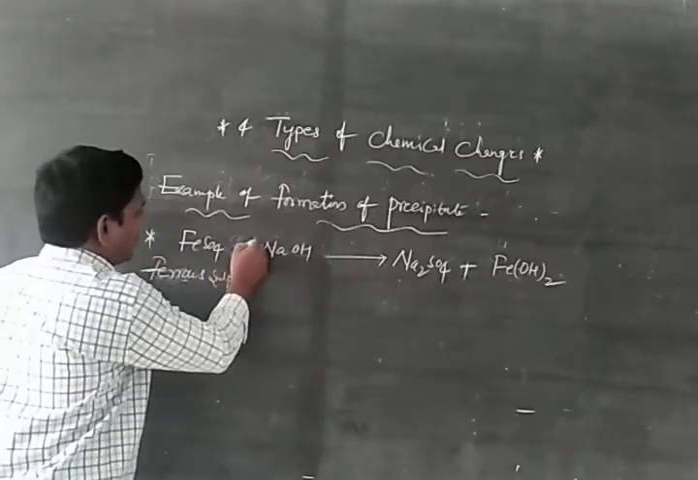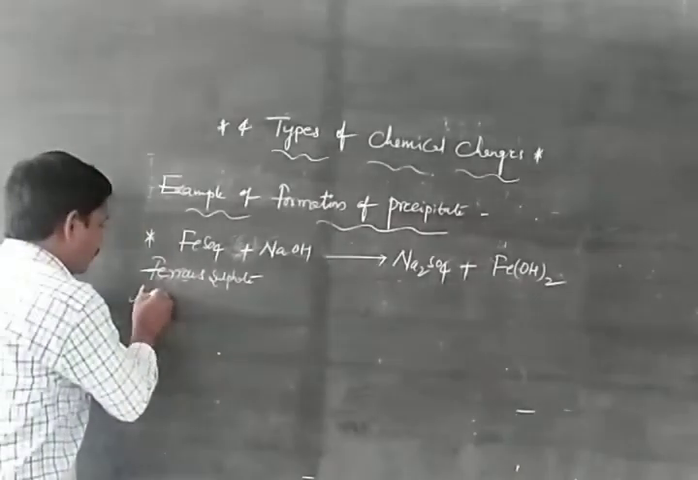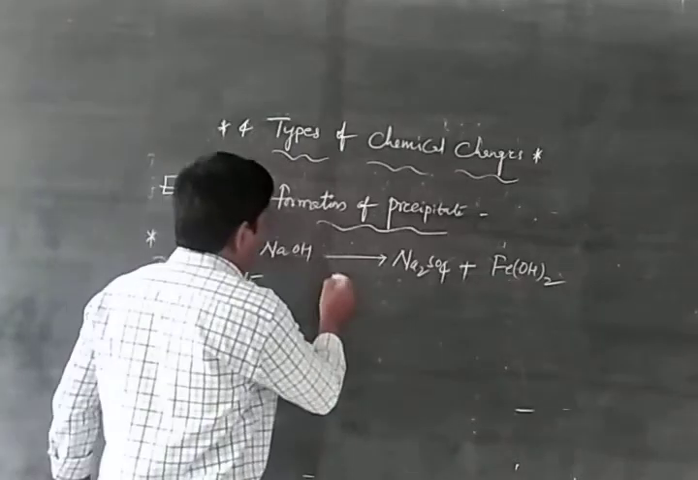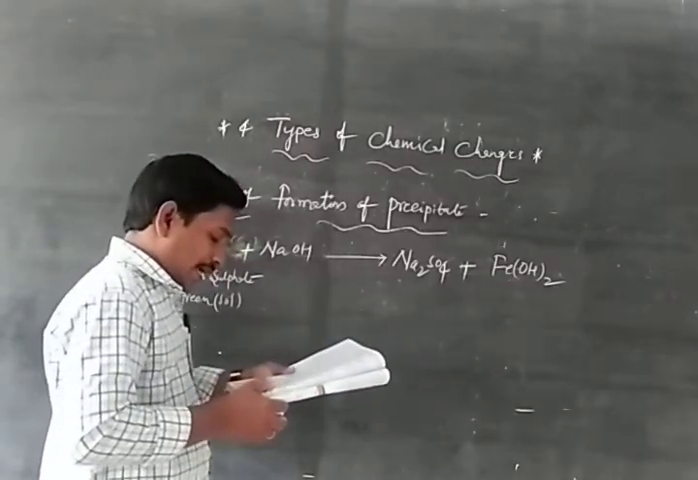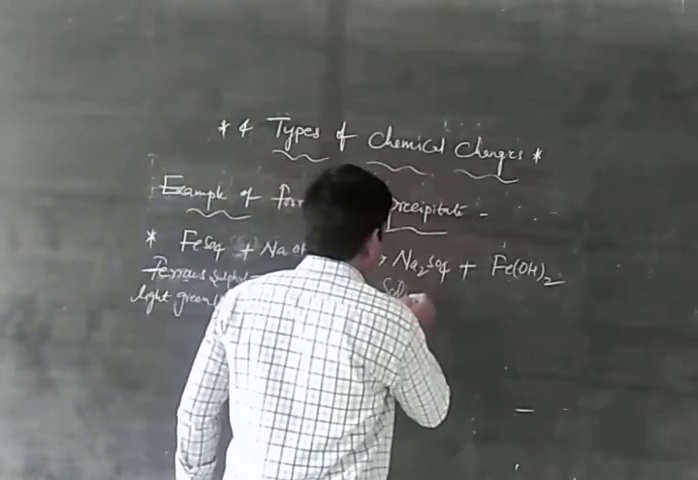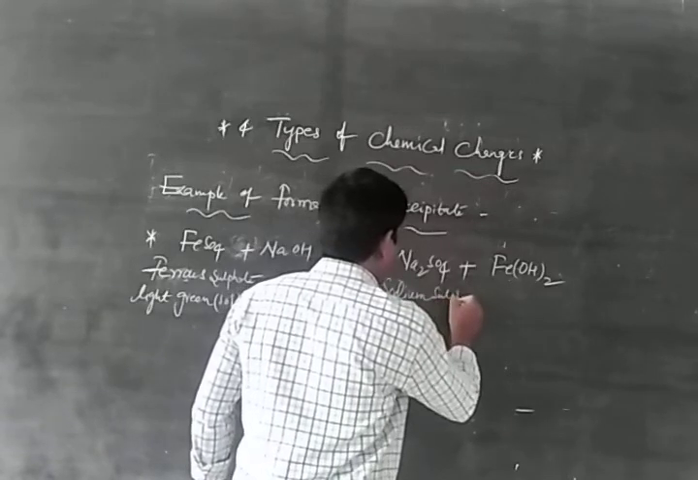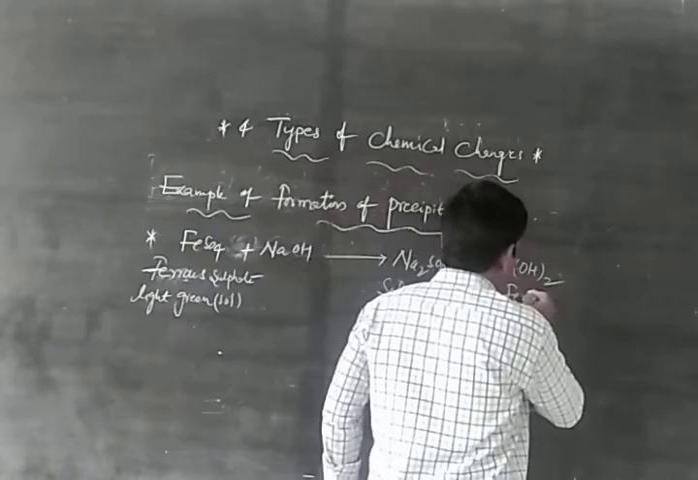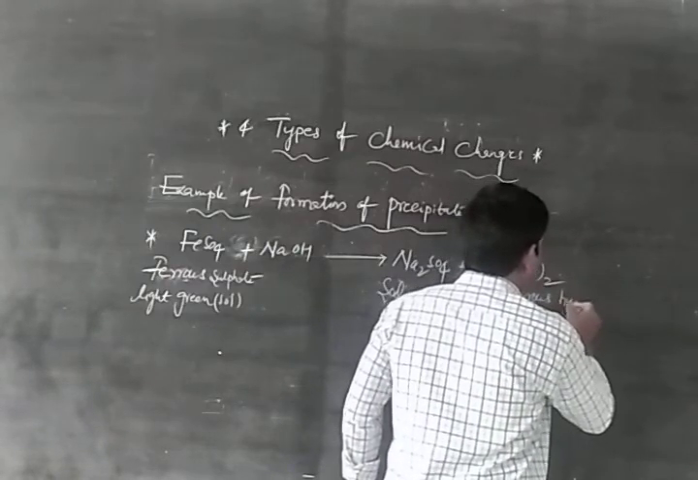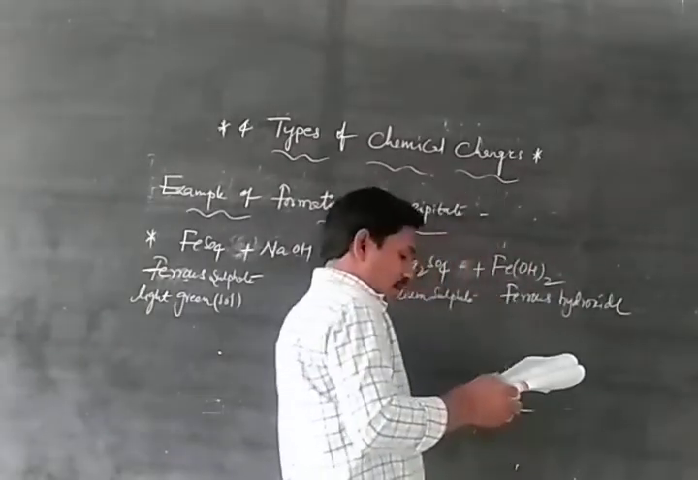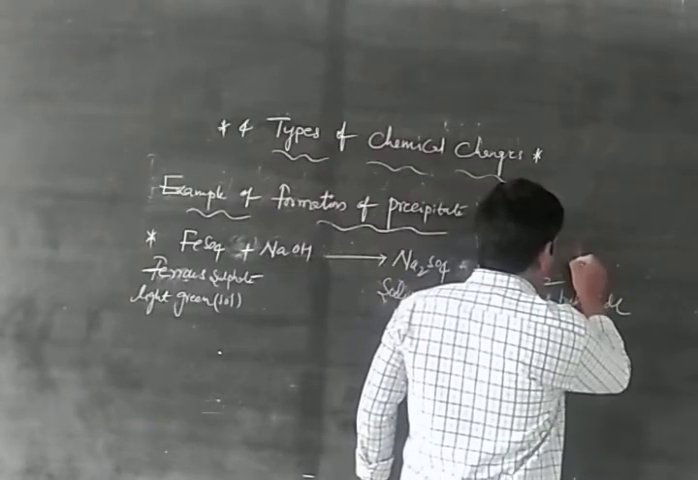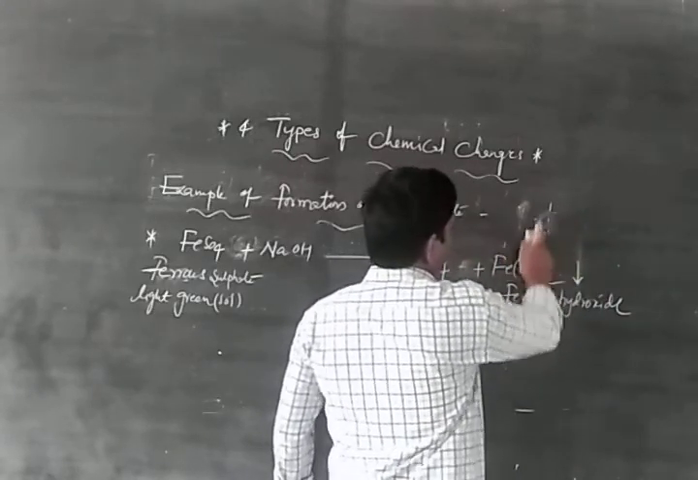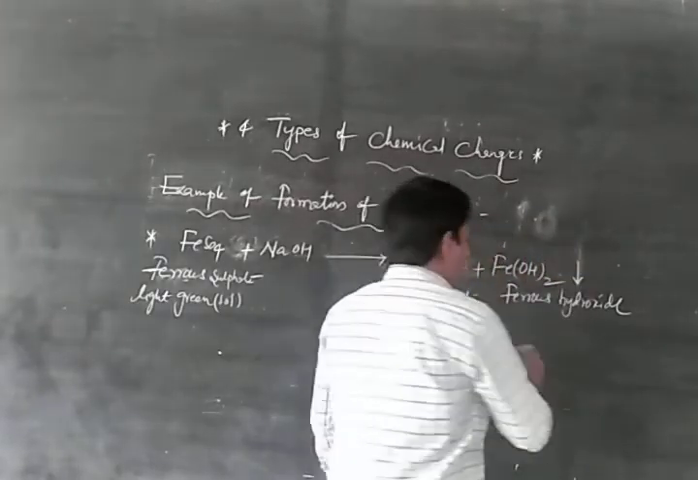Okay, what is the color of ferrous sulfate? Light green solution. Plus sodium hydroxide, we know that, and here sodium sulfate, and Fe(OH)2, ferrous hydroxide. This is a precipitate, so we have to draw a downward arrow like this. For a gas we draw an upward arrow, and for the precipitate it will be like this. Dirty green precipitate.